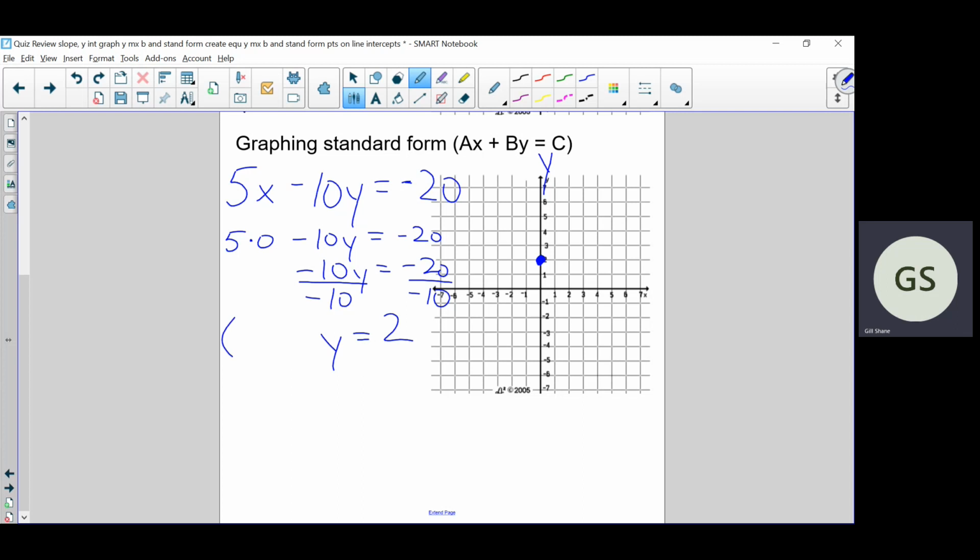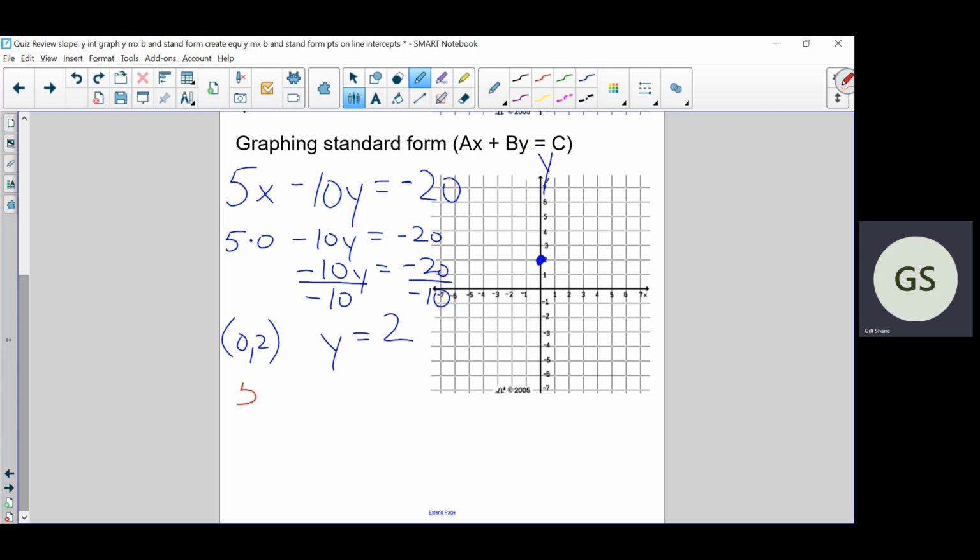So technically, this coordinate would be (0, 2), because we said x is 0, and then we got y is 2. So that point, if we graph the line, would be on the line. That's how we're creating the line. So now we do that same exact process. Instead of plugging in 0 for x, we're going to plug in 0 for y. Other than that, it's the same exact thing.